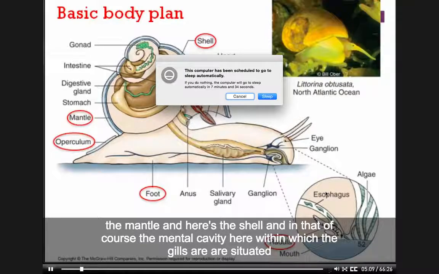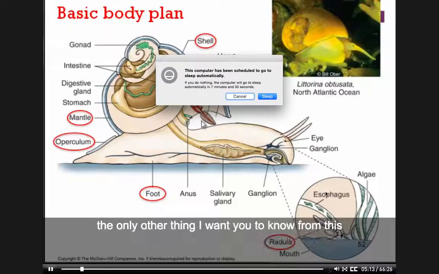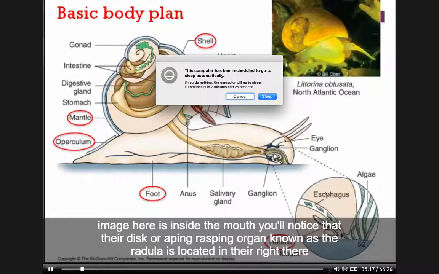And then, of course, the mantle cavity here within which the gills are situated. The only other thing I want you to know from this image is inside the mouth, you'll notice that the scraping, rasping organ known as the radula is located right there.